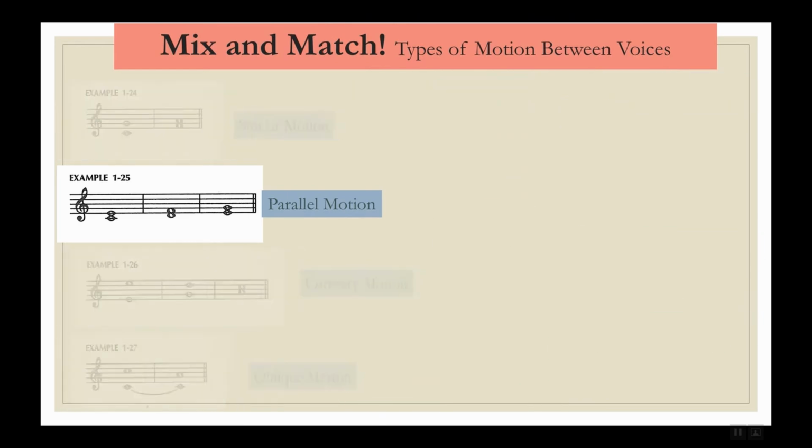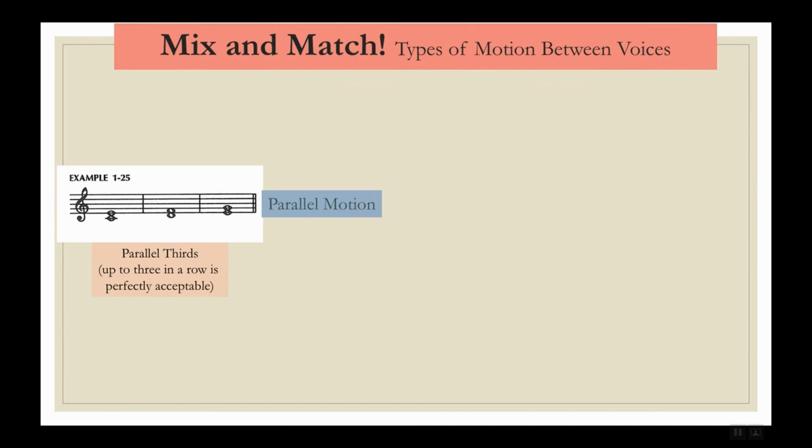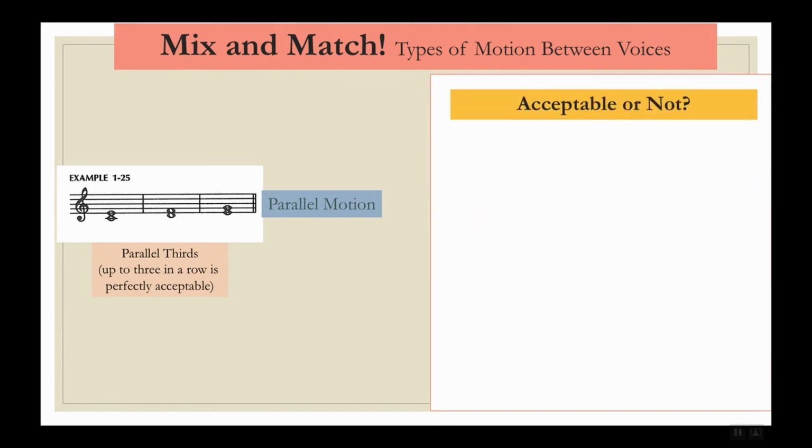So let's specifically focus on this parallel motion. Is it okay to do 3 parallel thirds in a row? We know we're not allowed to do parallel fifths or parallel octaves or parallel unisons. Parallel thirds up to 3 in a row, perfectly acceptable. Don't do more than 3 though. So here's a test. Which things are acceptable? Is it okay to do 5 sixths in a row?